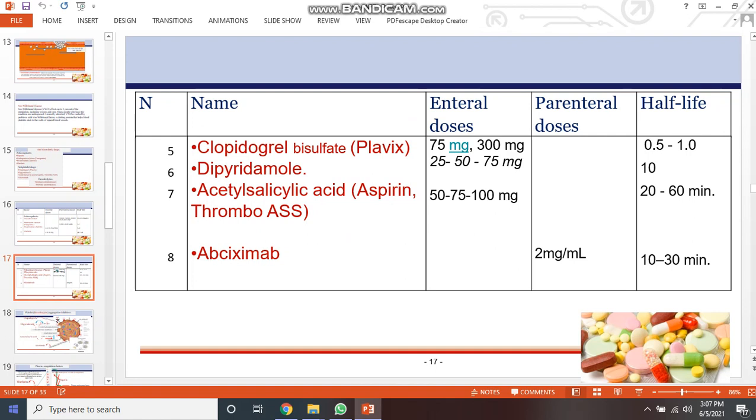Other drugs are Plavix, sixth one is dipyridamole, seventh one is aspirin, and eighth one is abciximab. Oral dose is 75 mg, 300 mg, 20 to 50, 75 mg, 50 to 75, 75 to 100 mg. Parenteral dose is 20 mg per ml. Half-life is 0.5 to 10, 20 to 60 minutes, and 10 to 30 minutes.